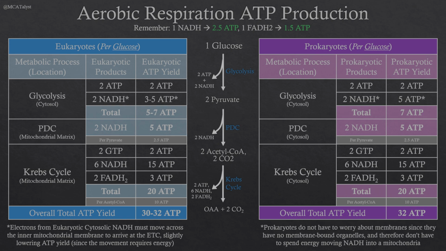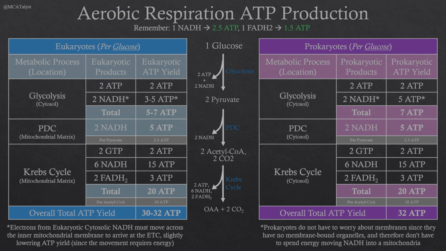So because of that, prokaryotes do not have to worry about losing energy shipping something over a membrane. They're not going to have to lose any ATP yield from moving NADH into any mitochondrial structure because they don't have one and they don't have membrane-bound organelles. So because of this, you'll notice going through the exact same chart, everything is the exact same except for the cytosolic NADH. Because they do not have to move these electrons into some new chamber, they can produce the maximal 5 ATP per NADH in glycolysis. So because of that, we see that prokaryotes are able to produce 32 ATP per glucose. They essentially are slightly more efficient than eukaryotes.